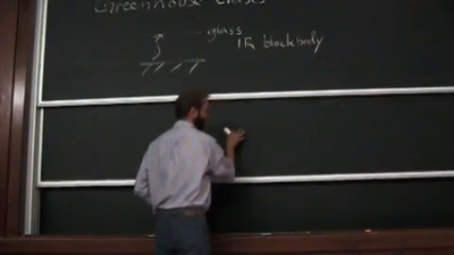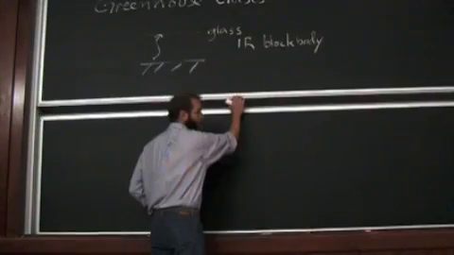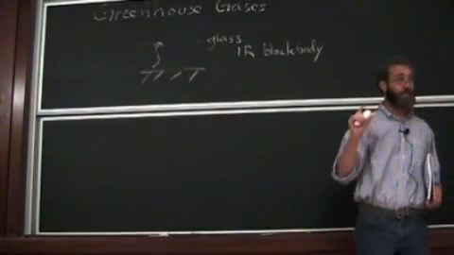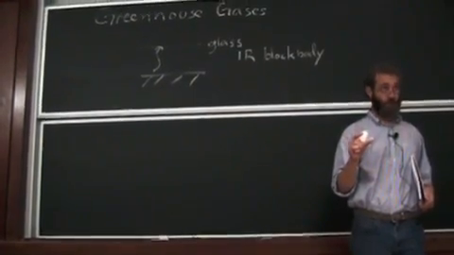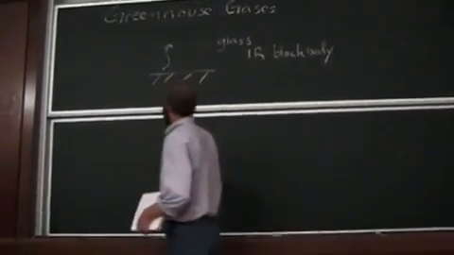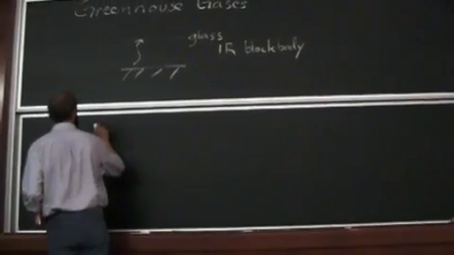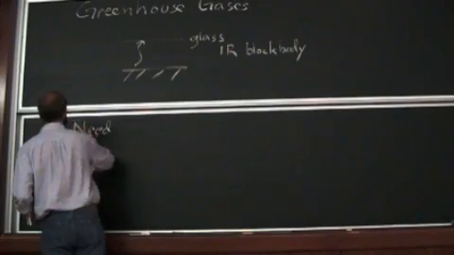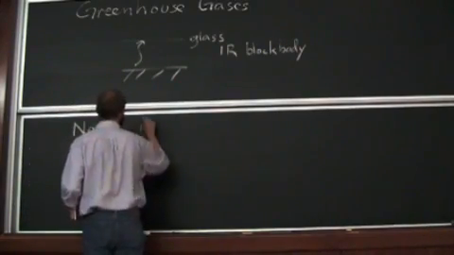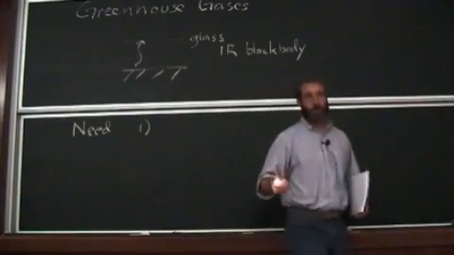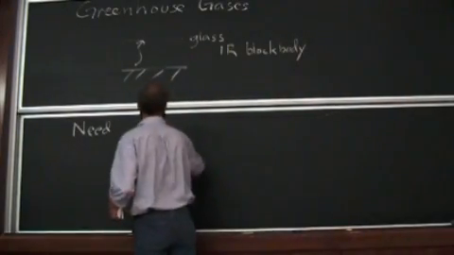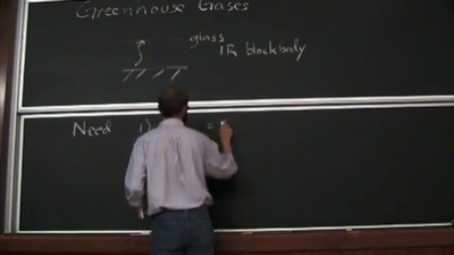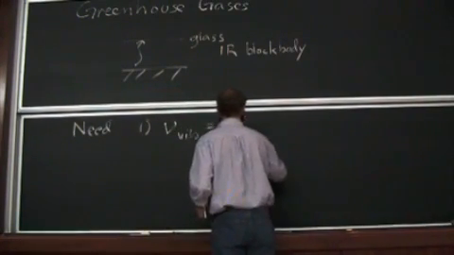Black means that they could absorb and emit all different kinds of infrared, but it turns out that greenhouse gases are very picky about what kind of infrared they absorb and emit. So to make a greenhouse gas, there are two conditions that we need to fulfill. One we talked about very early on in the class is that the frequency of the vibration has to equal the frequency of the light.